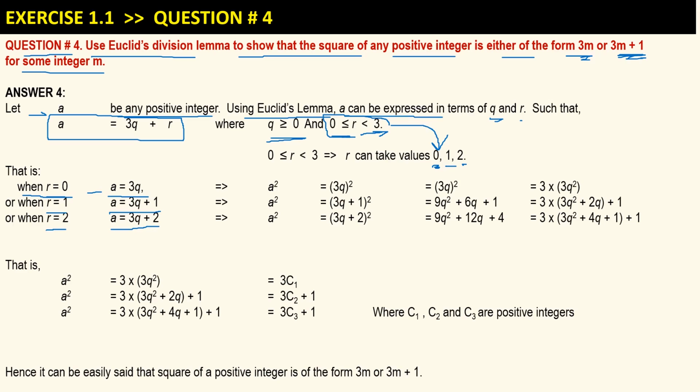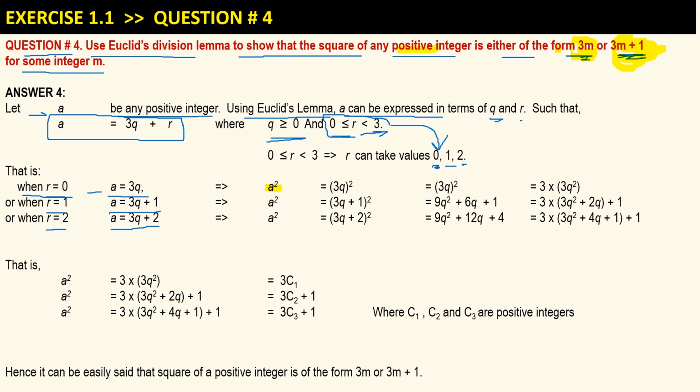Now just keep in mind that in the question we are asked about a positive integer, and there is a mention of the forms 3m or 3m plus 1. So let's see what happens to a square, and if we can decompose a square into either the form 3m or the form 3m plus 1.